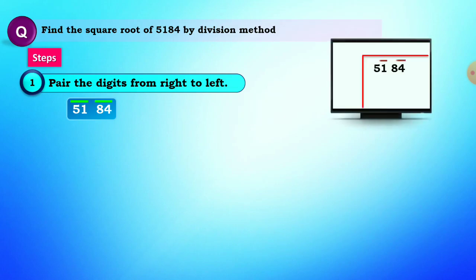So we write it this way, students. 5184 inside the division symbol.